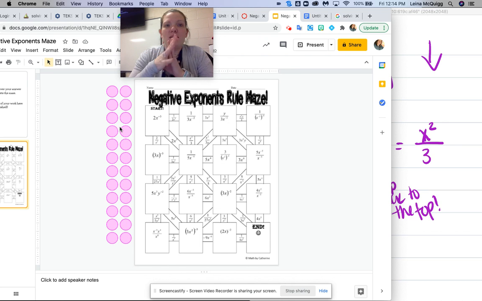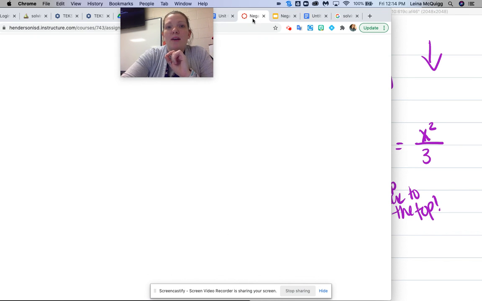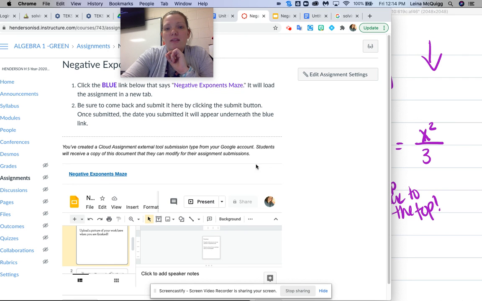And then you have these 2 mazes. So make sure you get those done and turned in. Remember, on the 2 mazes, you have to come back to Canvas and hit the submit button that you see on your screen, the blue submit button.